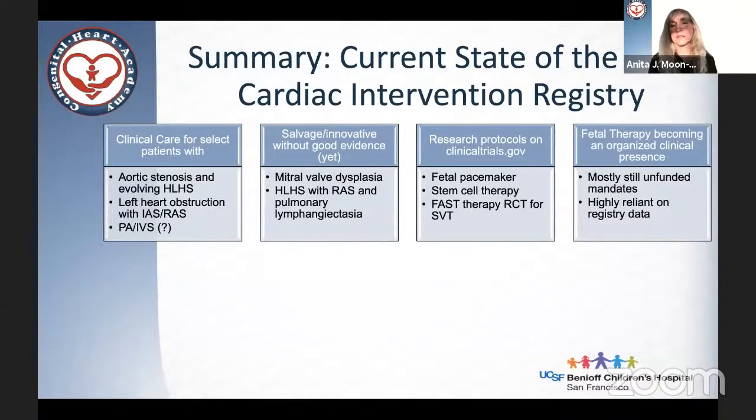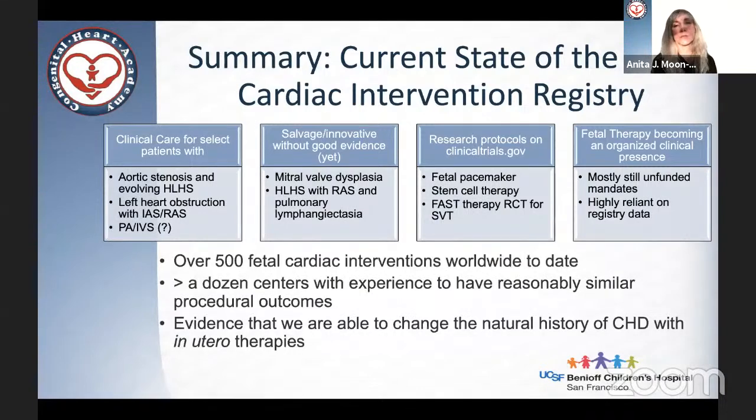And fetal therapy is becoming an organized clinical presence with, though it's mostly still unfunded and highly reliant on registry data, some real good experience out there. But the volume of the center does seem to matter. Case selection matters quite a bit. There are over a dozen centers with enough experience to have reasonably similar procedural outcomes, but we need to continue to investigate and continue to share data in order to advance the field.